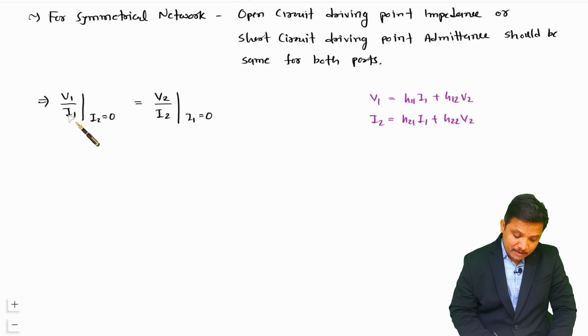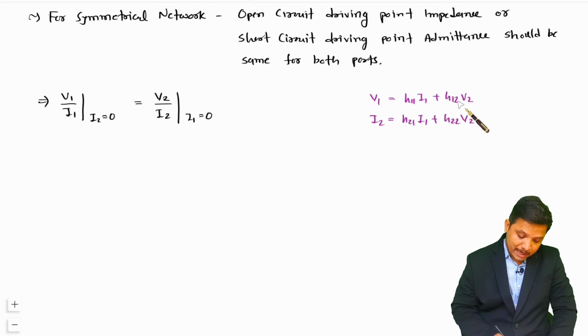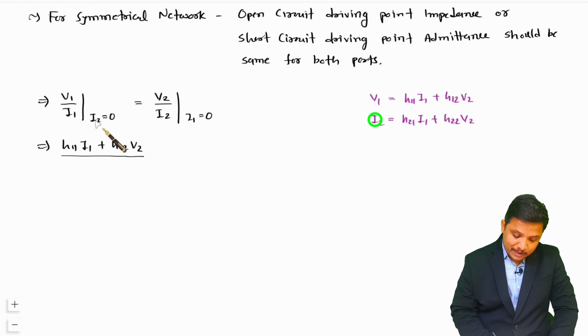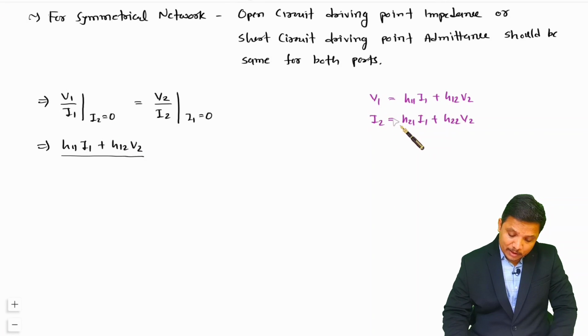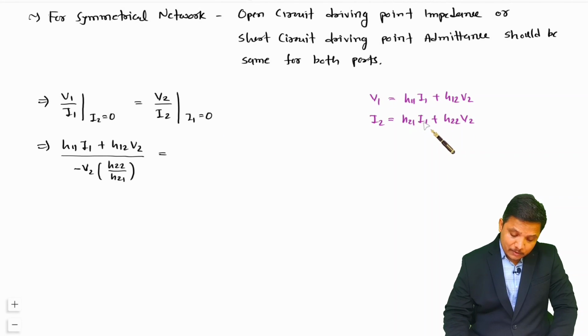So see, what is V1 by I1 when I2 is equal to 0? First of all, when I2 is 0, at that time V1 is H11 I1 plus H12 V2, right. And what is I1 when I2 is 0? When I2 is 0, I1 will be minus V2 into H22 divided by H21, and that is equal to V2 by I2 when I1 is 0. When I1 is 0, V2 by I2 will be 1 by H22, right.